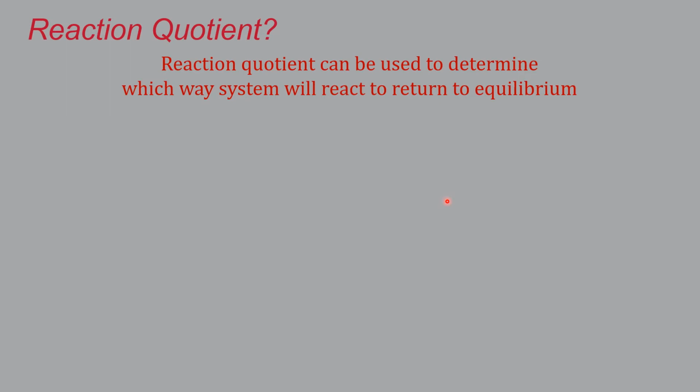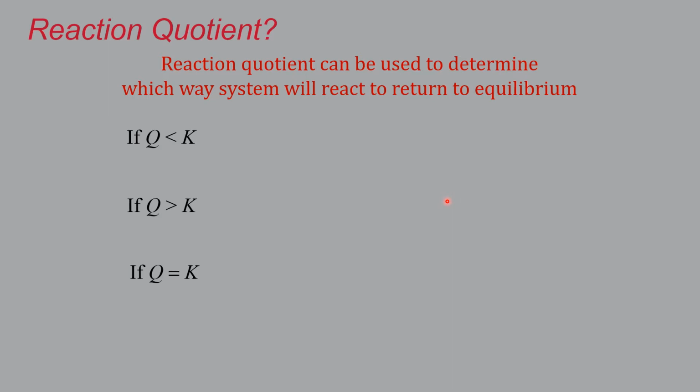All right, so a quick recap. This reaction quotient can be used to determine not only if a system is equilibrated or not, but if it's not, which way it's going to react spontaneously to get back to an equilibrated state. So let's see if you can figure out the numbers.